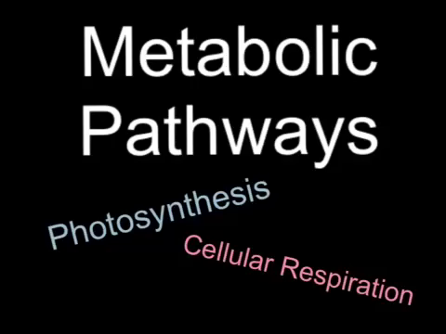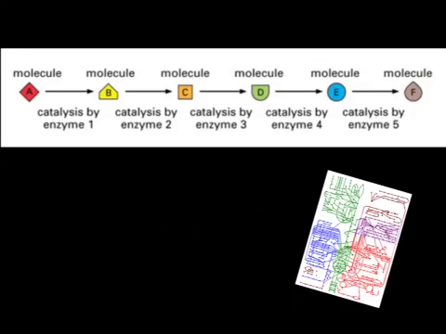Photosynthesis and cellular respiration are two types of metabolic pathways. So let's talk about what that means. A lot of times when we're talking about things in biology, we're simplifying them. So when we talk about photosynthesis and cellular respiration, we're really talking about the overall picture.